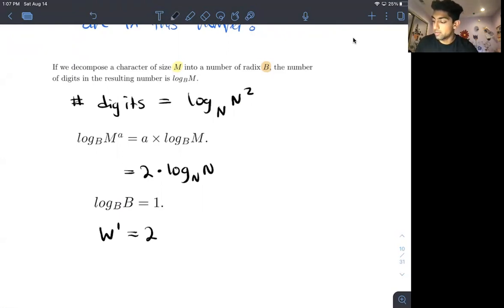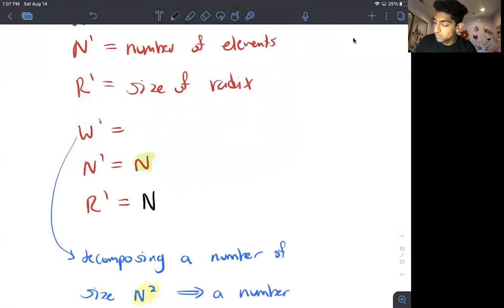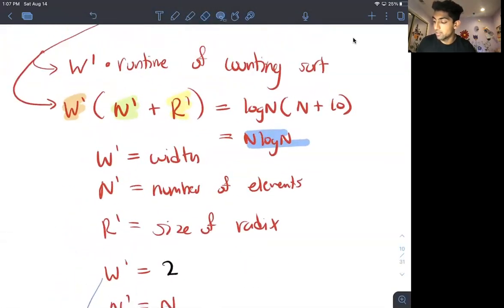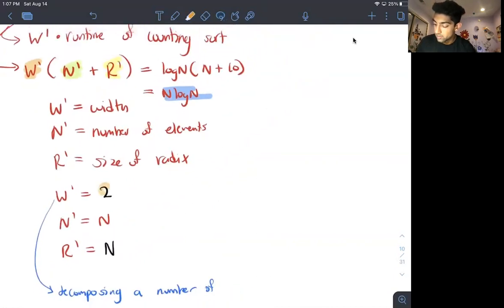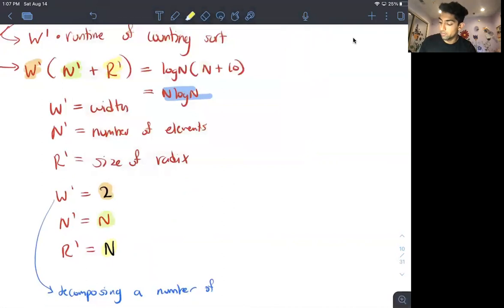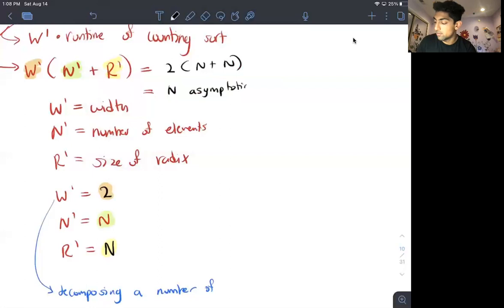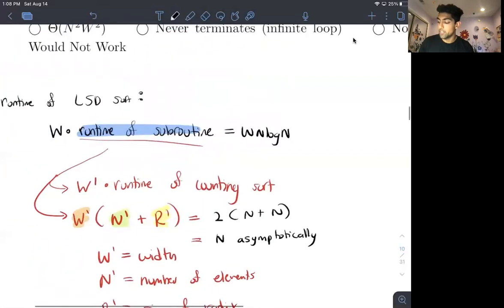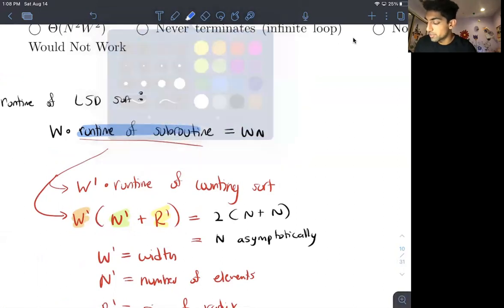So going back up from here, now that w prime is 2, we can plug that in here, okay? And now what we'll notice, which is really cool, is that when I'm looking at this runtime, it's this orange times this green times this yellow, or this plugged in, okay? Notice that we get 2 times n plus n, which is just equal to n asymptotically. So now that we know the runtime of the subroutine is n, plugging it in, we get w n as our answer.